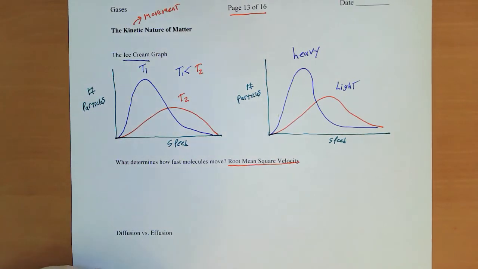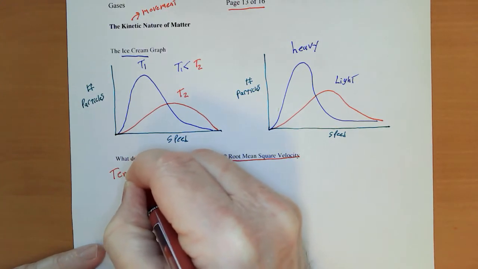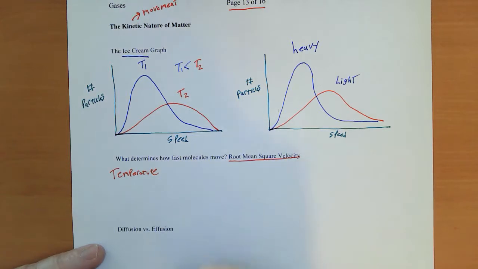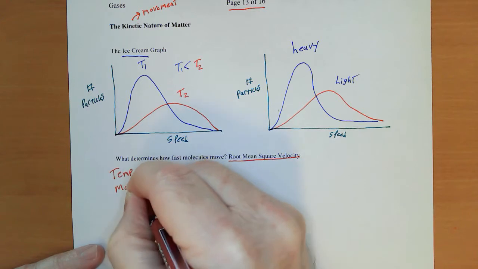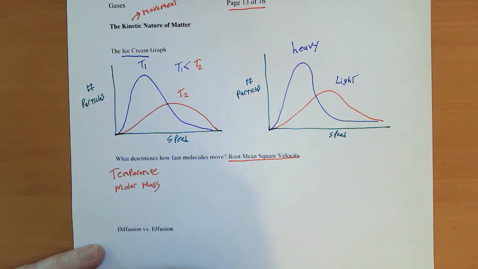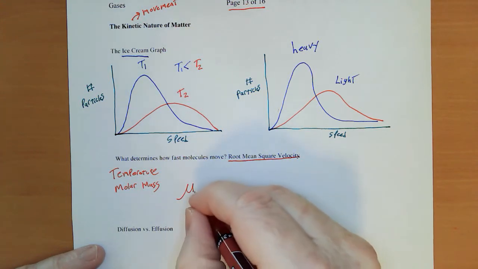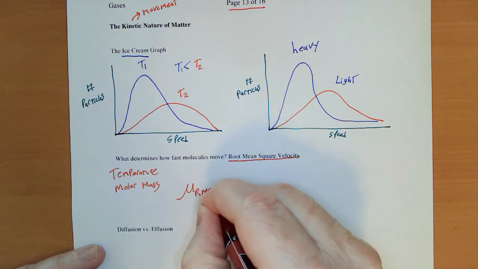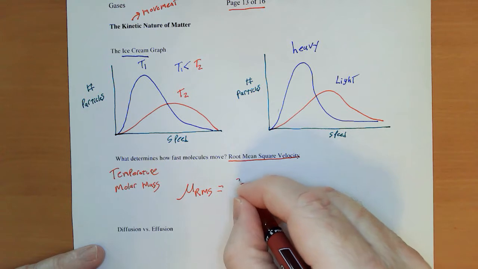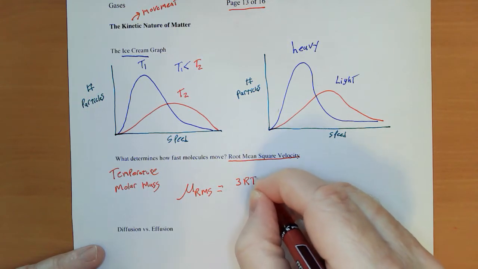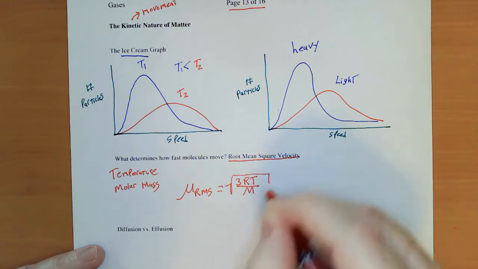What determines how fast a molecule moves? There's two factors. Temperature. We've already been talking about that. But also, in addition to that, it's molar mass. Okay? So, this is the Greek letter mu and the letters RMS. Velocity, root mean square, is equal to 3RT over M, take the square root.